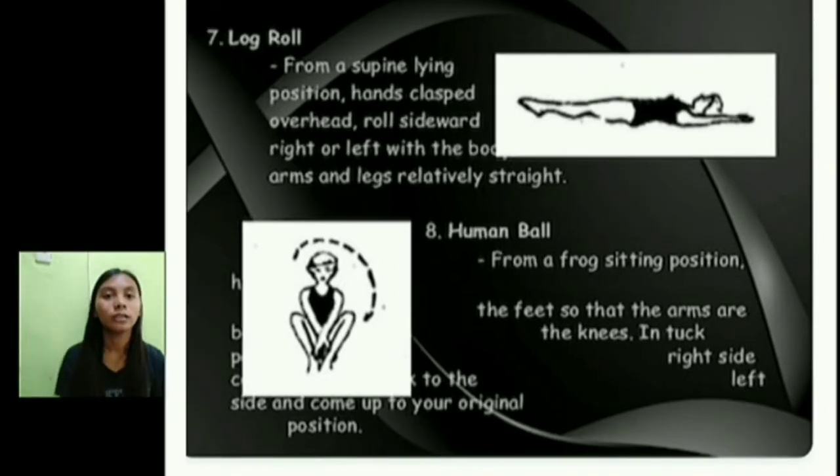Log roll. From a supine lying position, hands clasped overhead, roll sideward right or left with the body, arms, and legs relatively straight. Number 8, human ball. From a frog sitting position, hold the feet so that the arms are between the knees. In a tucked position, roll from the right side to the left side and come up to your original position.